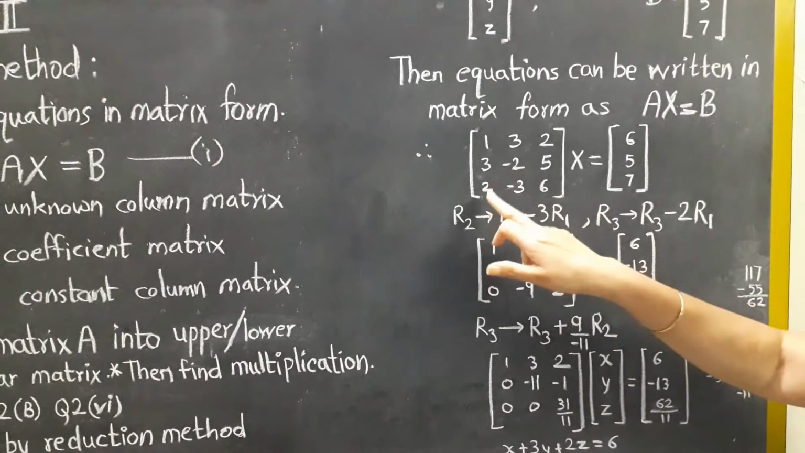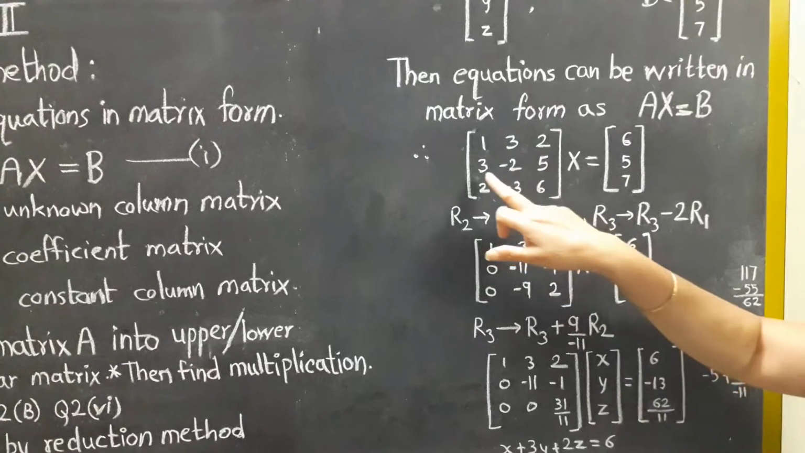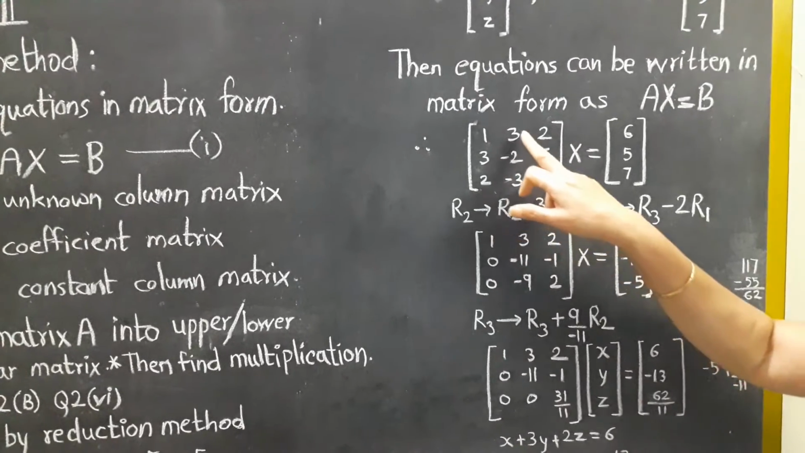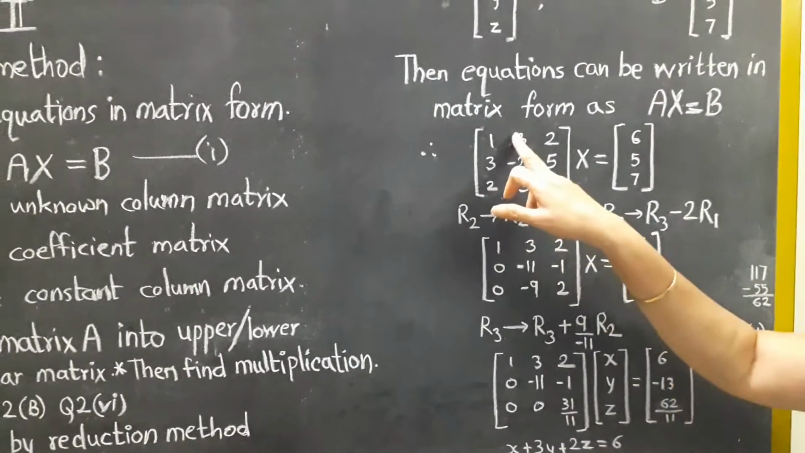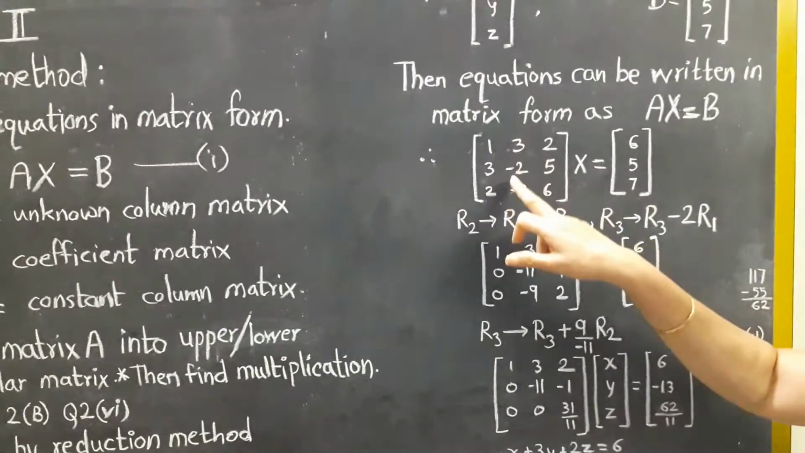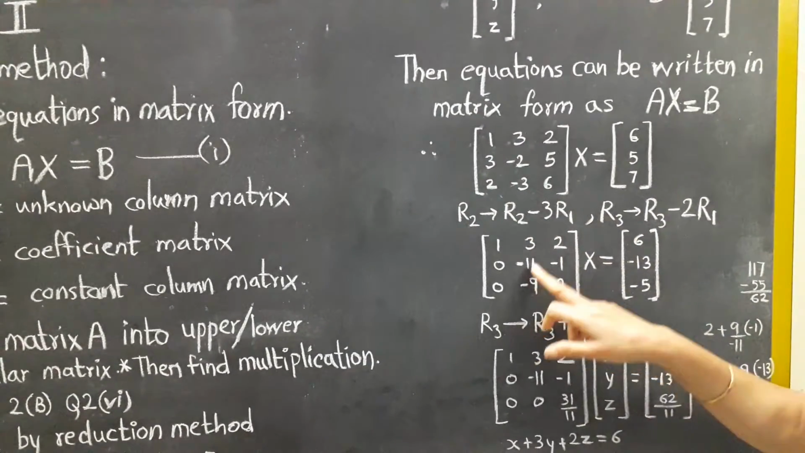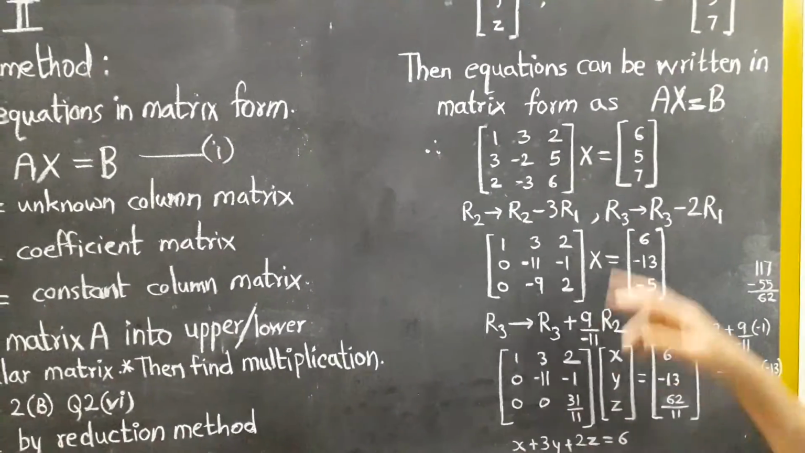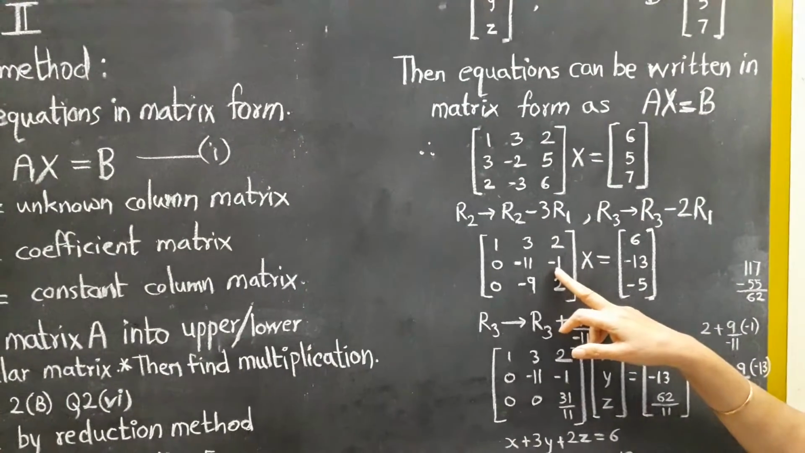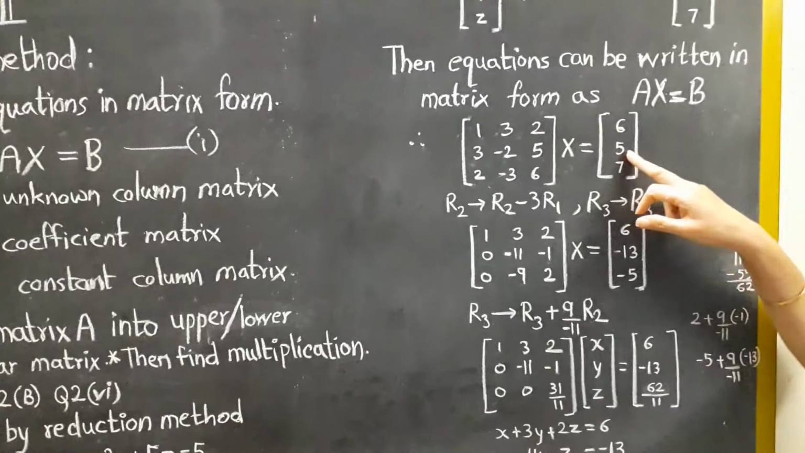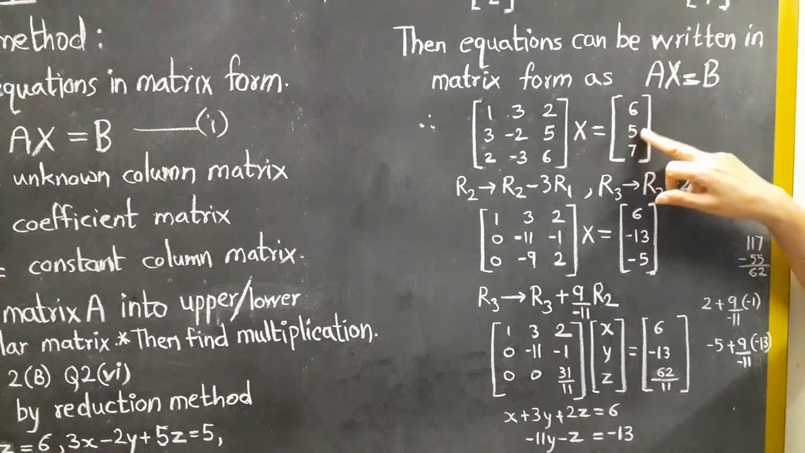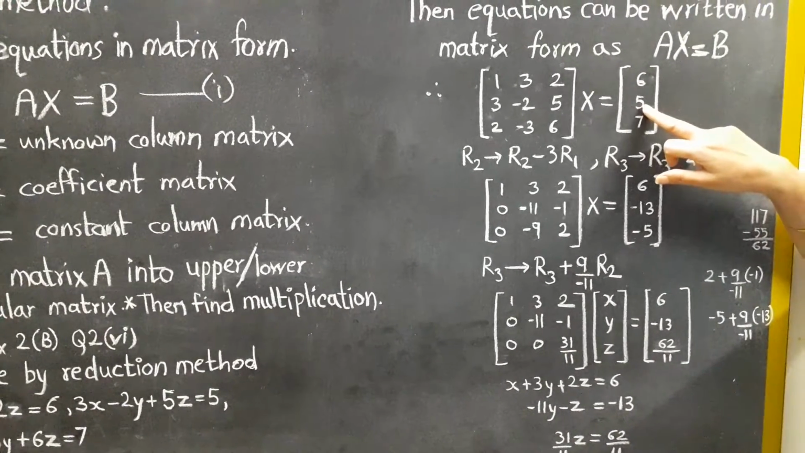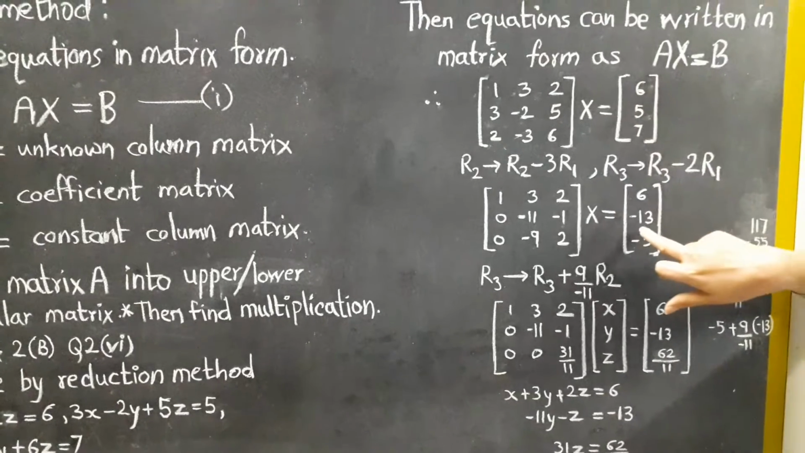So the answer here is R2 minus 3 times R1. 3 minus 3 times 1 is 0. -2 minus 3 times 3: minus 3 times 3 is -9, minus 2 is -11. In the same manner, 5 minus 3 times 2 is 6, so 5 minus 6 gives me -1. In the same manner, here also R2 minus: 5 minus 3 times 6, which is 18, so 5 minus 18 is -13.